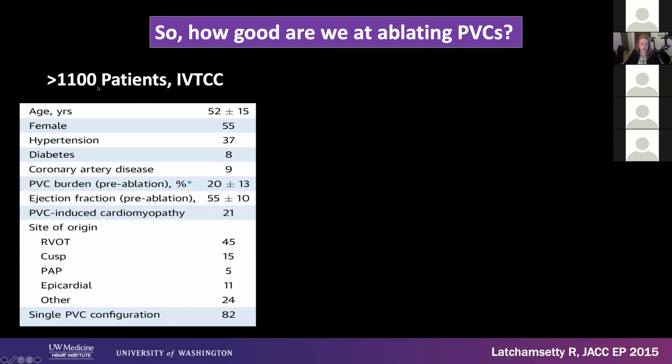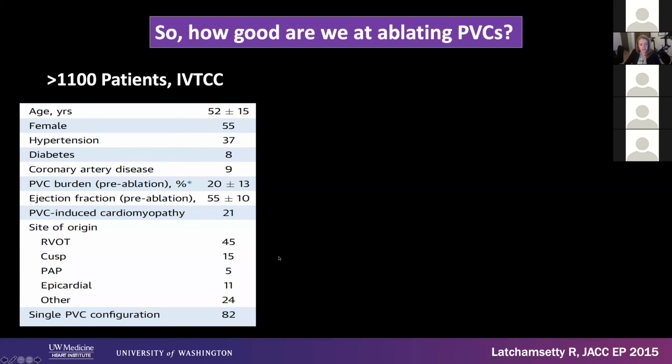But this is still 1,100 patients from 10 really world-renowned VT ablation sites. About half the patients, over half the patients were female, and that's kind of rare in ablation cohorts at all, so somewhat notable. They had a reasonably high PVC burden of 20%, and fairly preserved ejection fraction. I found this interesting. I thought the number would be lower.